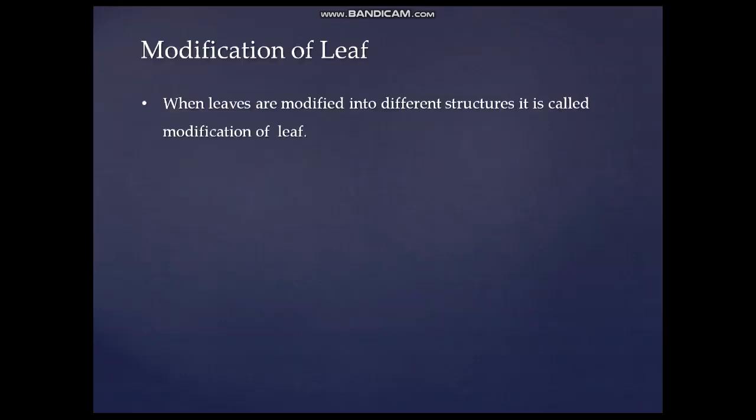Now after venation, we come to another part regarding the leaf, which is modifications. So what do you mean by modifications? In spite of doing photosynthesis, some parts of the leaf get modified into different structures and they perform different functions. So it is called modification of leaf.